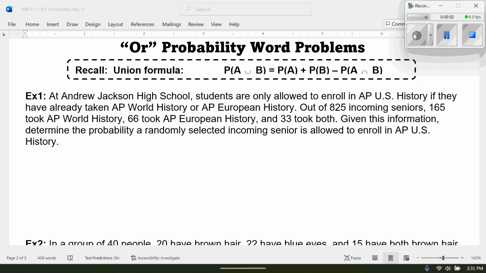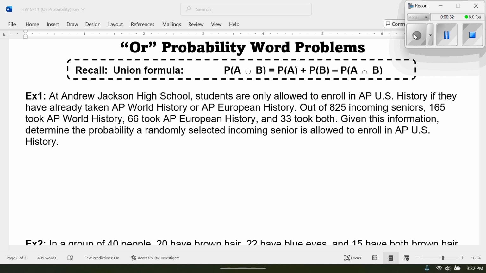Hi, this video is going to go over OR probability, specifically without two-way tables, because sometimes on the regions, you see them as word problems. So as we're reading these problems, be on the lookout for the word OR, because that's going to give you the cue to use the OR formula, which is the probability of A or B equals the probability of A plus the probability of B minus the probability of A and B.